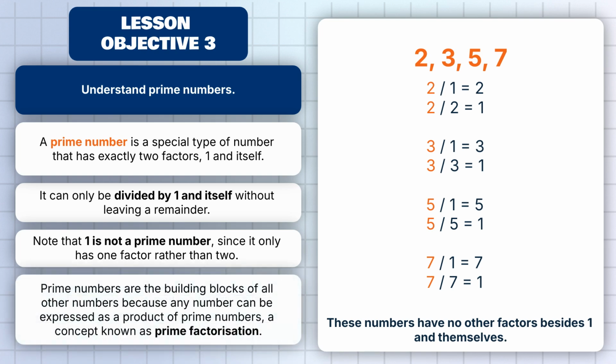Prime numbers are the building blocks of all other numbers because any number can be expressed as a product of prime numbers, a concept known as prime factorization. We will expand on this in later lessons. Now that we have covered the main concepts, we will go through some examples to solidify your understanding.